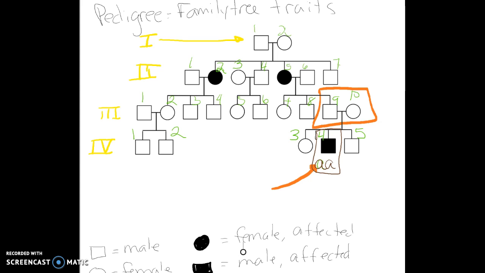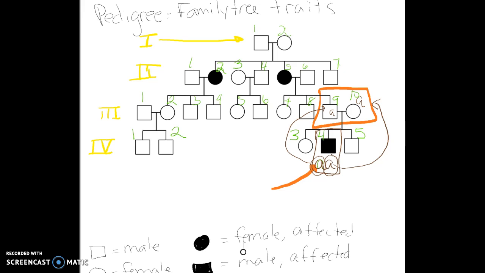So where do these genes come from? Well, this little a, if you remember, has to come from one parent. It has to come from this parent up here, which is number 10. The other allele has to come from the next parent over here, who then also needs to be a little a. But if parent number 9 was homozygous recessive, little a, they also would have it colored in.